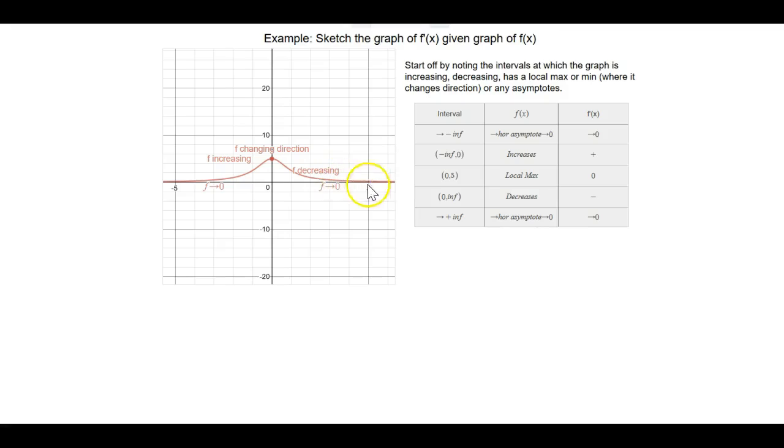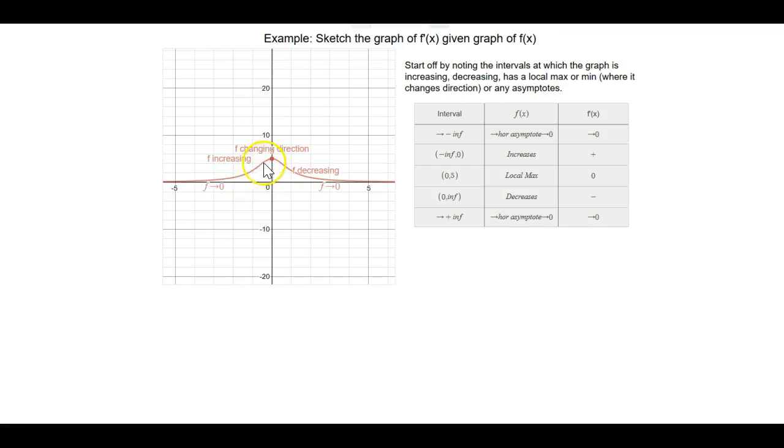Where it has a horizontal asymptote, you know that its graph is approaching a horizontal line, so the tangents are approaching 0. So you know that for these parts where the graph is going to the horizontal asymptote, the derivative function is going to be near 0.